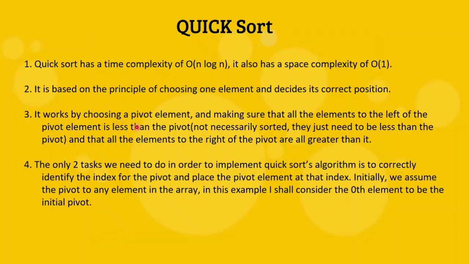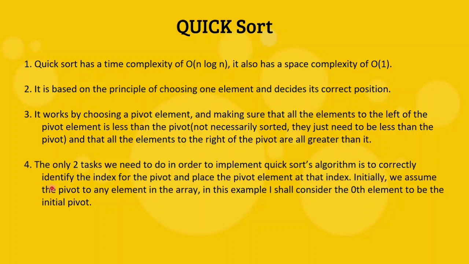It works by choosing a pivot element and making sure that all the elements to the left of the pivot are lesser than the pivot. Not necessarily sorted, but they should always be less than the pivot. And all the elements on the right hand side of the pivot should be greater than it. The only two tasks we need to do to implement the quick sort algorithm are to correctly identify the index of the pivot and place the pivot element at that index.